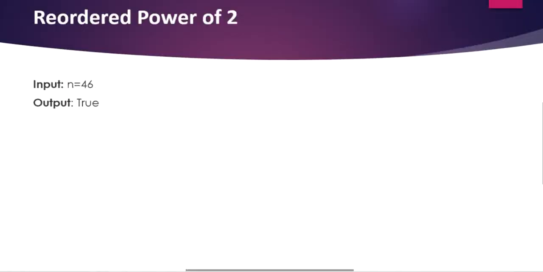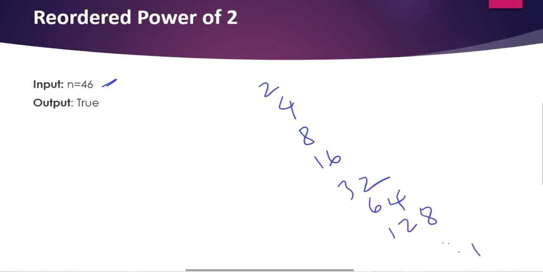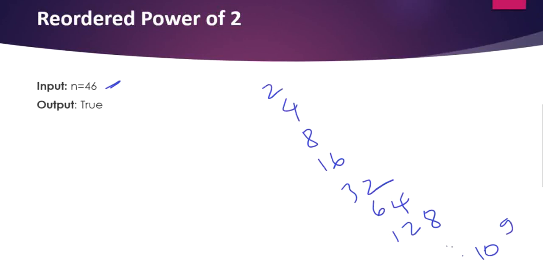So here the input given is 46. If you see the powers of 2, it starts from 2, 4, 8, 16, 32, and 64, 128, and goes on till 10 power 9, because the limit of n given in the problem statement is 10 power 9. So here if you see, 46 is not a power of 2, but 64 is, because if you shuffle the digits given in 46, it will become 64.